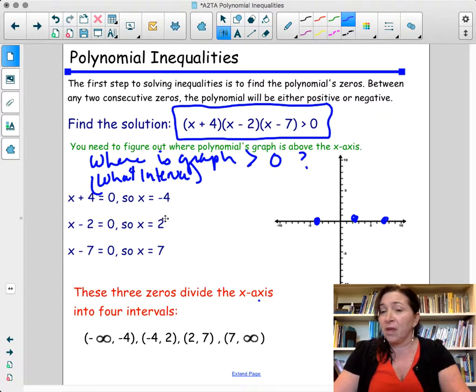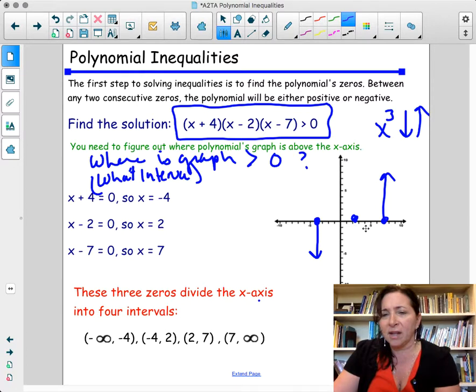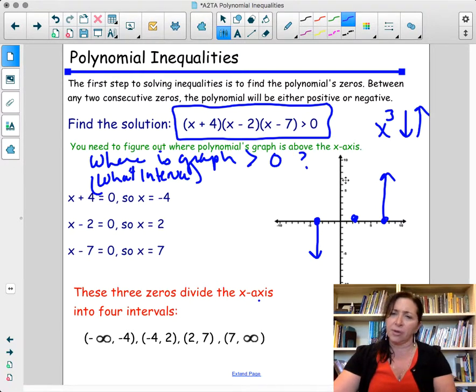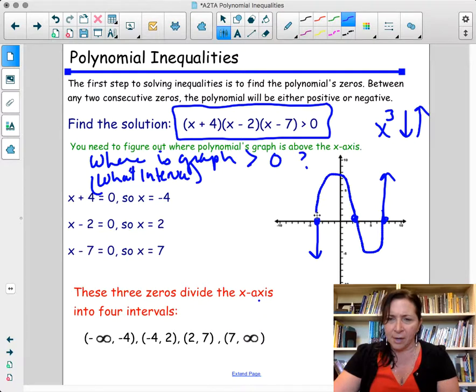Now, we just did a whole chapter prior to polynomial inequality on end behavior and graphing polynomials. And you should know that this is x cubed. This is a cubic because it's x times x times x. It's a positive cubic, so the end behavior is right up, left down, meaning my graph is going to go up this way and down that way. So it looks like my graph dips down like this, goes up, turns around somewhere up here, and goes down.